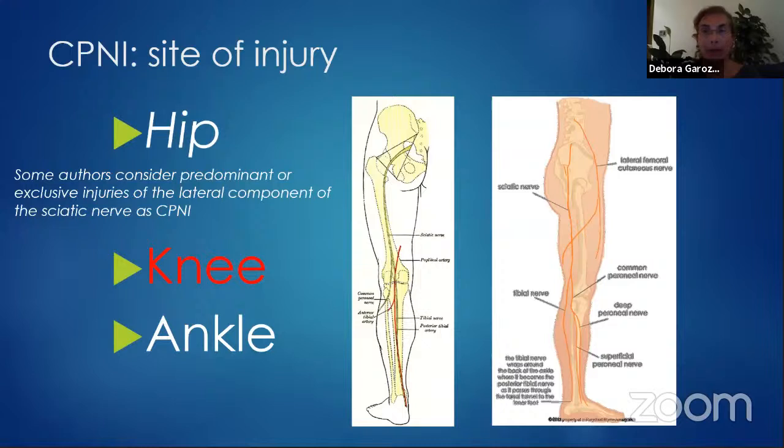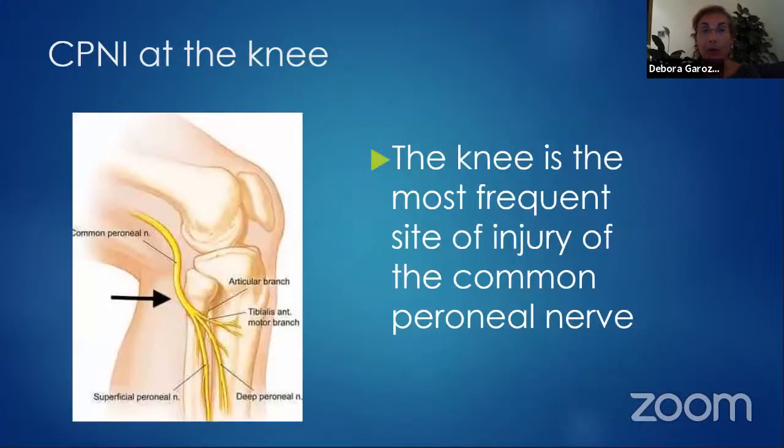Now, talking about the site of injury, a common peroneal nerve injury may occur at the knee or the ankle, although some others would also include as a CPN injury those injuries that mainly or predominantly affect the lateral component of the sciatic nerve. Anyway, statistically speaking, common peroneal nerve injuries are particularly common at the knee, and this is also related to the peculiarity of the course of the common peroneal nerve, which runs around the fibular neck and then is tethered distally.